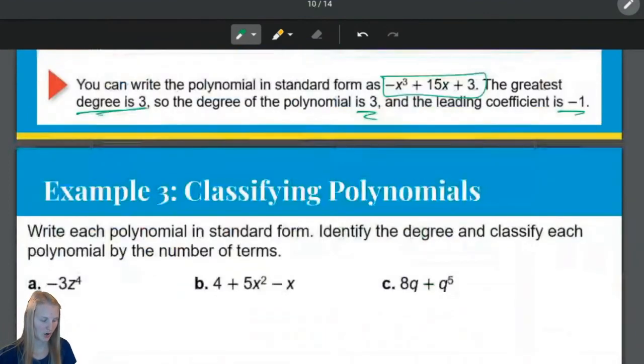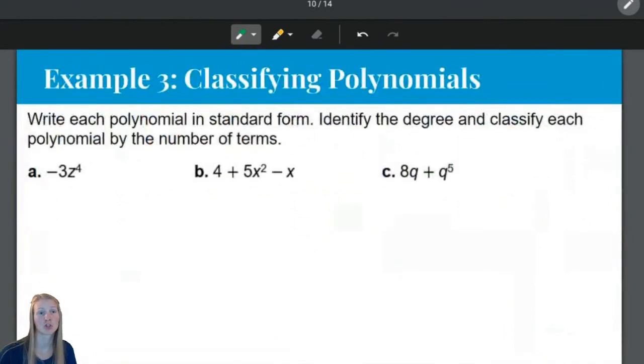Okay, so if you're like, Miss Dodge, this has gone way too fast, we're going to talk even more about classifying polynomials. And when we do that, we're going to write them in standard form. So that's step 1, is to write them in standard form. Then we're going to identify the degree and classify them by the number of terms. So monomial, binomial, trinomial, etc. So we're going to put everything we've talked about together right now.